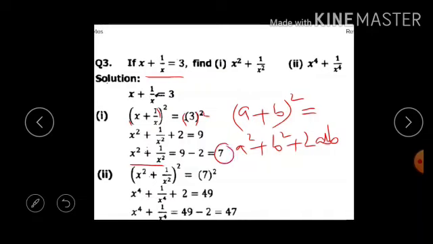Now we find the value of x raised to power 4 plus 1 upon x raised to power 4. Now we can take a square again on both sides. x raised to power 4 plus 1 upon x raised to power 4 plus 2 is equal to 7 7s are 49. Subtract 2 on both sides. So 49 minus 2 is equal to 47.